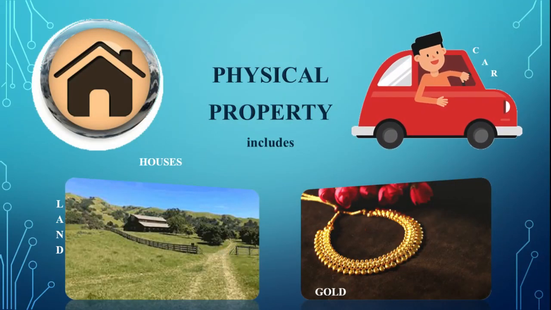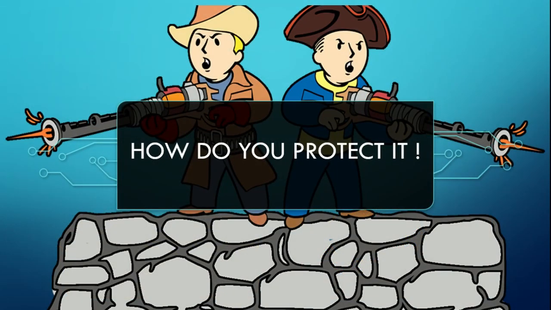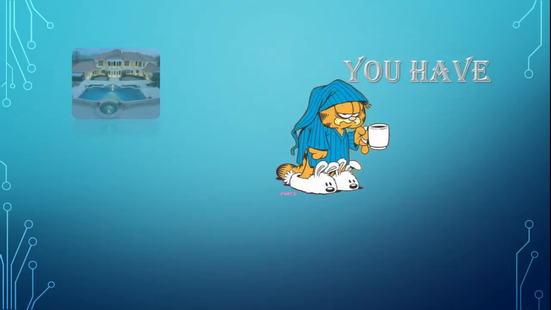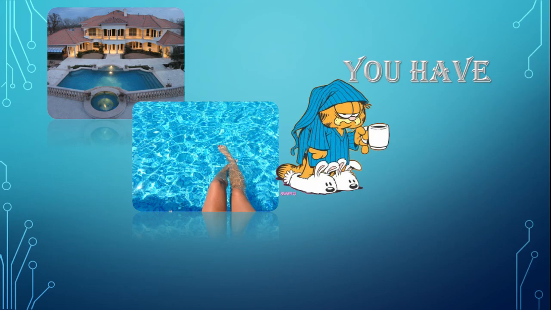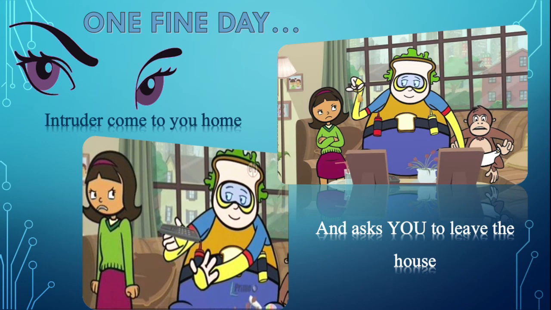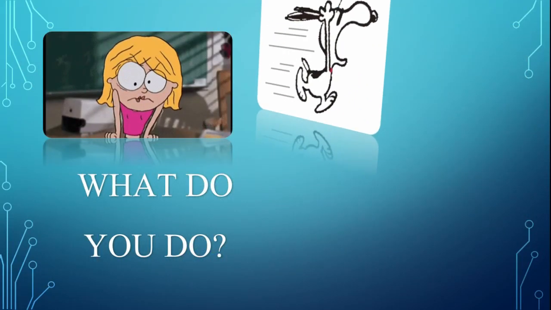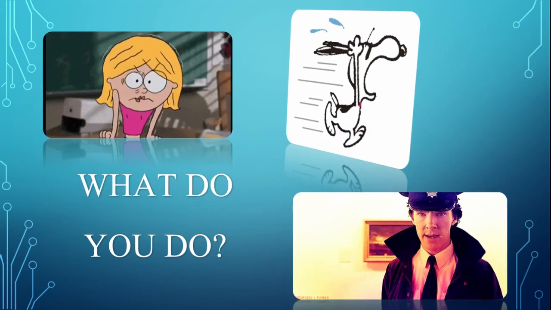Physical property is known by all, like your house, the car, the land you have, the gold. These are all your physical property, and usually people spend a lot of time earning it from their hard-earned money. So, how do you usually protect such kinds of properties? Imagine you have a beautiful house with a pool and a balcony, and one day an intruder comes to your house and asks you to get out because from today it is his house. So, what do you do in such circumstances? Get angry? Run around because you're scared? Or you call a cop?